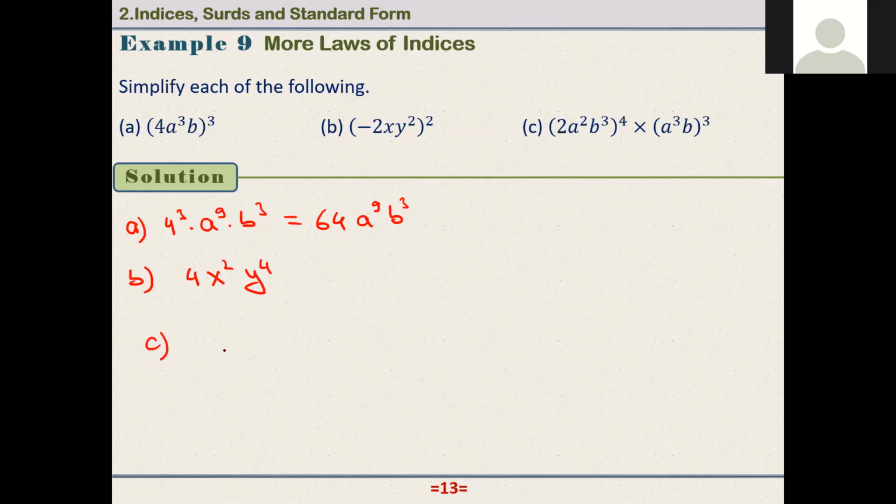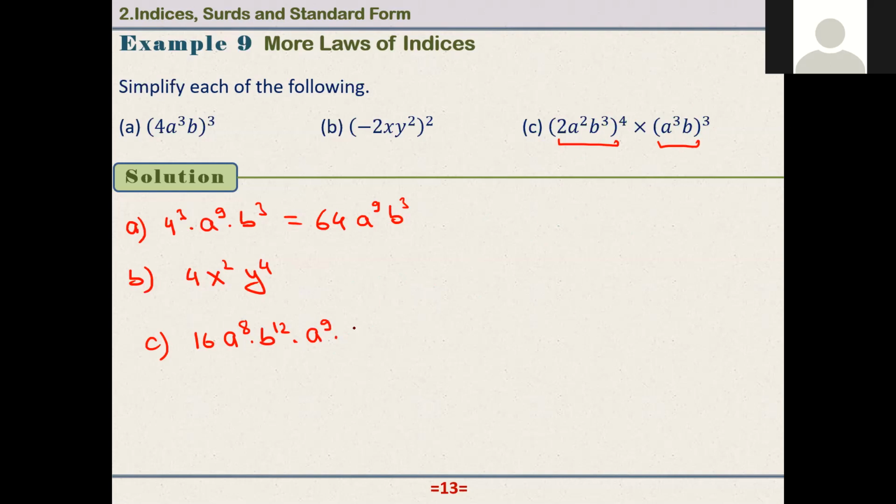And how about C? Here we first simplify, clear this parenthesis, and after that this, then we can multiply them together. So the first one is 2 to the power 4, that is 16, and a squared to the power 4, that is a to the power 8. Sometimes students added 6, actually we should multiply them. B to the power 3 times 4, that is 12, times, second one is a cubed to the power 3, that is a to the power 9.